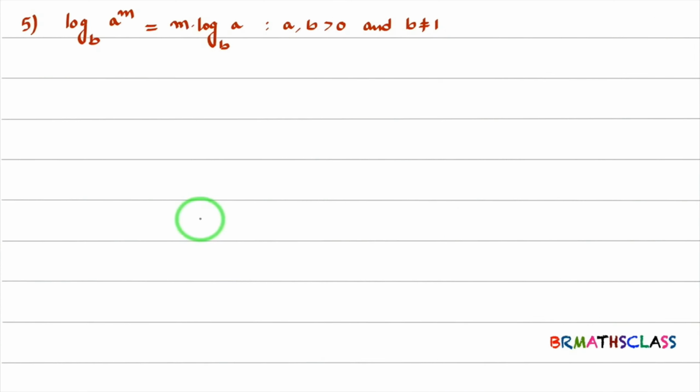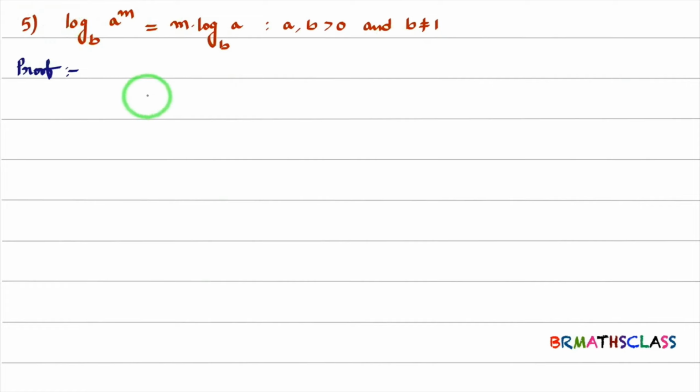You see this fifth property. What is the fifth property? Logarithm of a power m base b is m into log a base b. Here a and b are positive real numbers and we know that the base cannot be equal to 1. Okay, so we'll see the proof of this result.